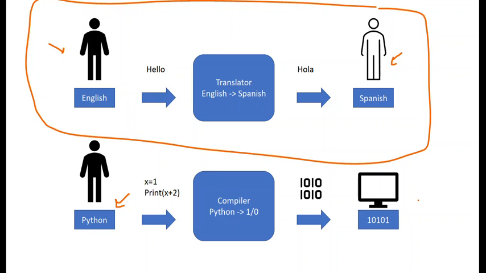Okay, so just remember this contrast. In English or any other language, we use a translator, right, to translate from one language to the other. When we talk about programming, we use something we call the compiler or the interpreter to do that translation for us.